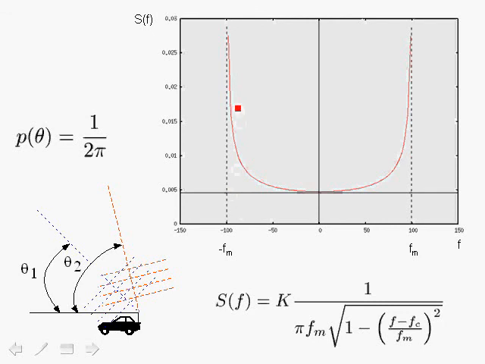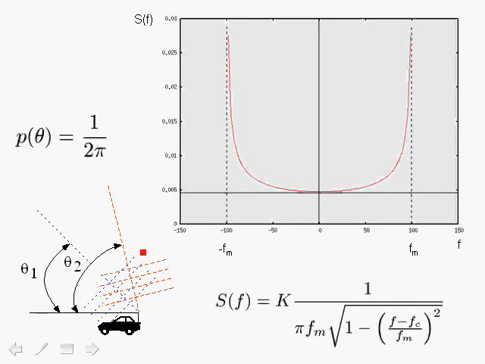Here we show the power spectral density due to Doppler shift, which we are going to derive in the following slides. However, we'll give you a preview at this point. Here we show the vehicle, and the vehicle receives plane waves from the base station arriving at different angles, say theta 1 or theta 2.